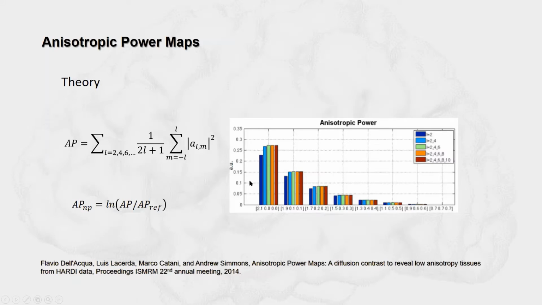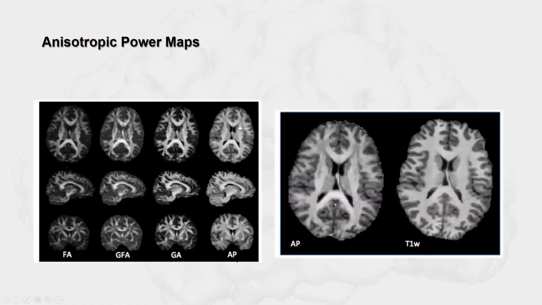It is worth mentioning that the anisotropic power map derived from spherical harmonic expansion of DW signal also resembles the T1-weighted image. So you can compute an anisotropic power map using this equation, and then you can see that this anisotropic power map resembles the T1-weighted image. They look very similar.